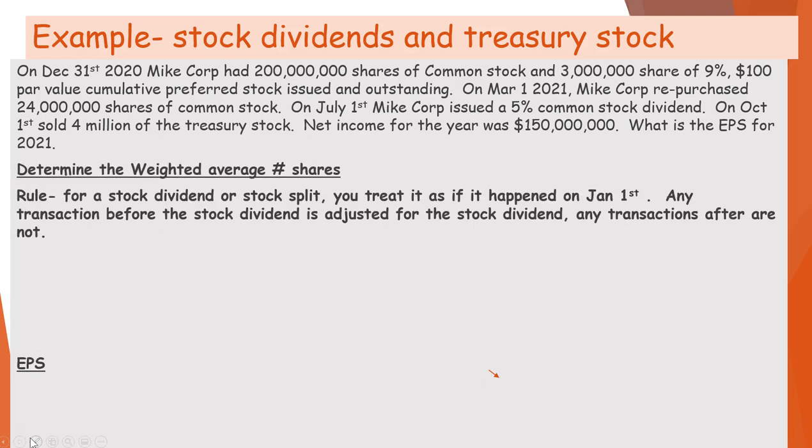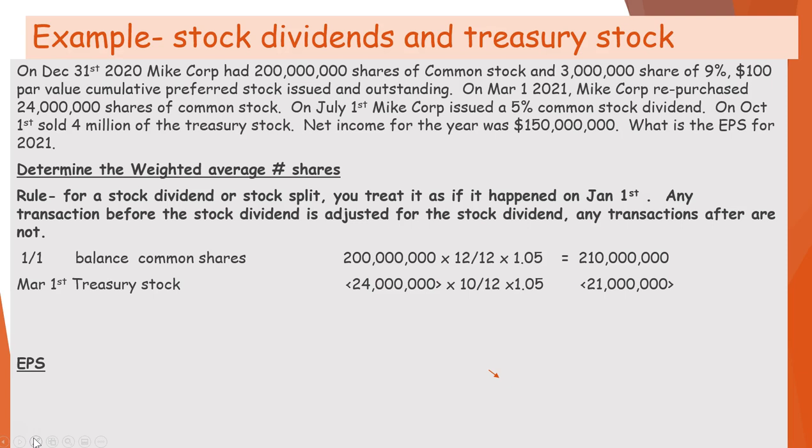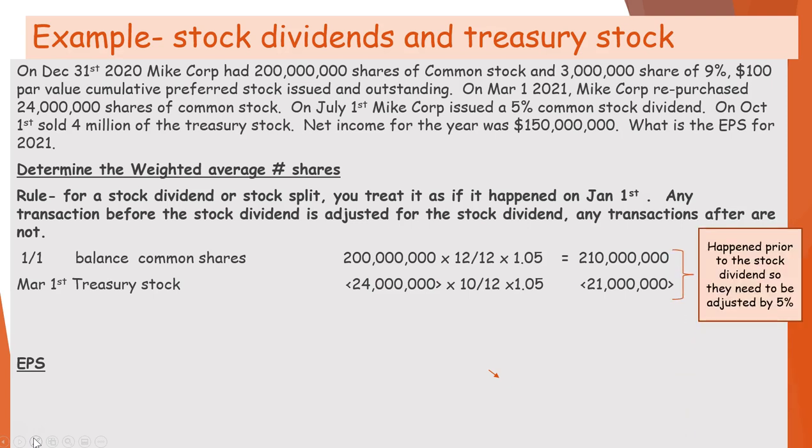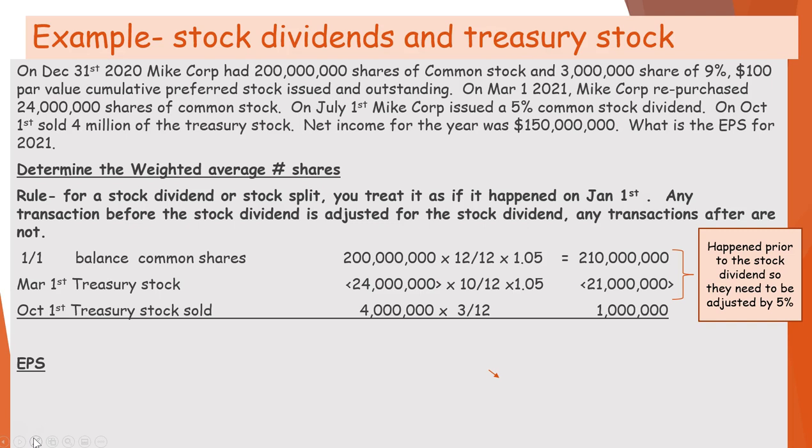So, determine the weighted average. Rule: for a stock dividend or stock split, you treat it as if it happened on January 1st. Any transaction before the stock dividend is adjusted for the stock dividend. Any transaction after is not, because we're assuming they're reflected. So, we're going to take our beginning balance times the 1.05, which was our stock dividend, plus our treasury stock adjusted for the stock dividend and for the number of months outstanding. Again, these are both subject to the 5% adjustment because they're before the stock dividend. And then we have our treasury stock that was sold. We don't adjust that because it happened after.